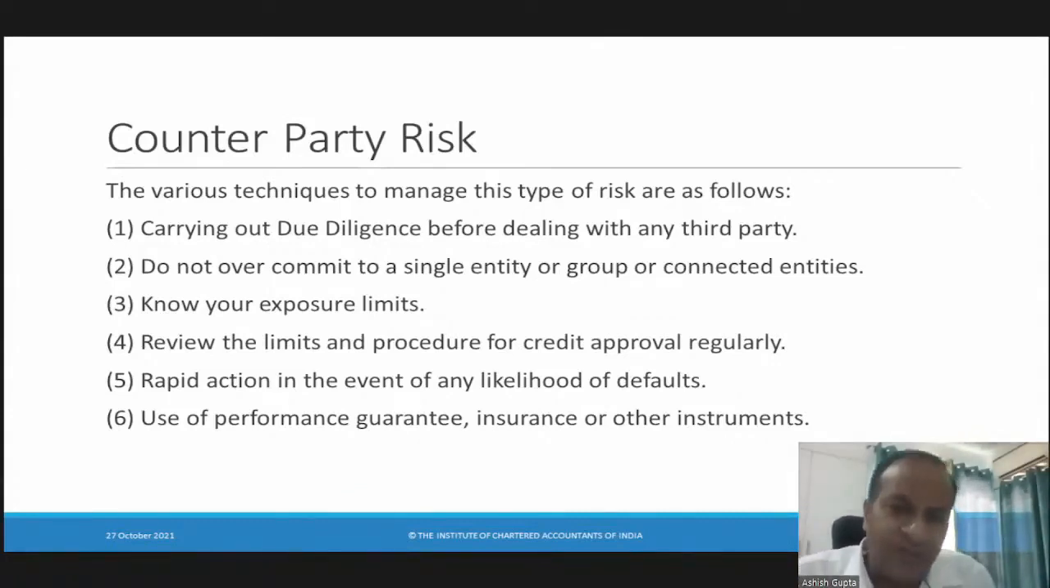Review the limits and the procedures for credit approval regularly. Whenever any company is lending money or entering a transaction, you have to see that whatever limits we have prescribed are followed religiously. Now, rapid action in the event of any likelihood of default. If there is any chance that a company is going to default, just bring out your own money.